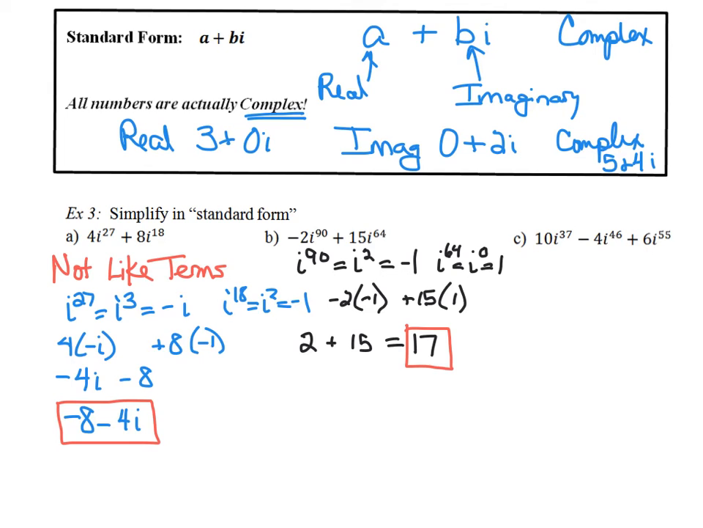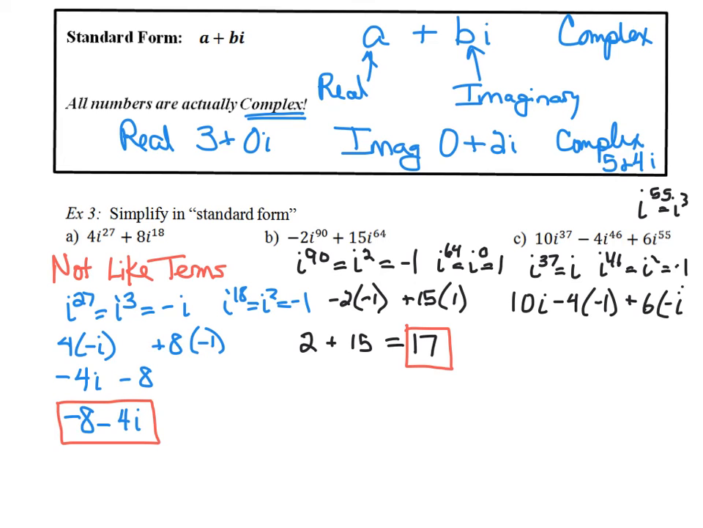Now, moving on to example C, I want to simplify each part. So i to the 37th is equal to i to the 1st, so this is going to be 10 times i. i to the 46th is equal to i to the 2nd, which is negative 1, so I'm going to have negative 4 times negative 1. i to the 55th is equal to i to the 3rd. i to the 3rd is negative i, so I'm going to have 6 times negative i.